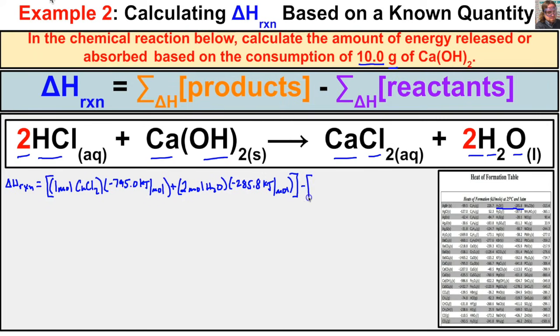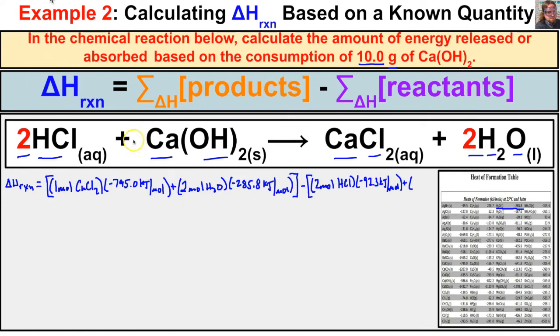And now we need to do the same thing with the reactants. Let's take a look here. We have 2 moles of HCl times the heat of formation of HCl. If we take a look right here, the heat of formation for HCl is going to be negative 92.3 kilojoules per mole.